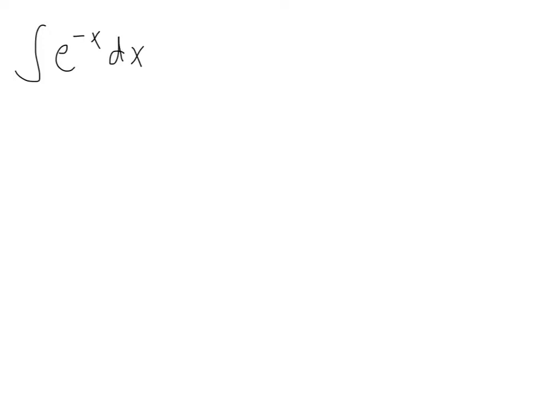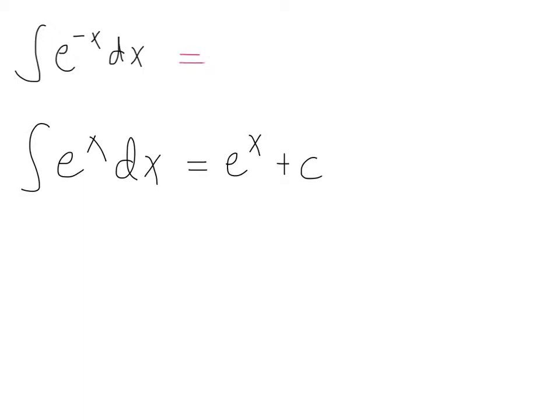Okay, in this video, I'm going to show you how to integrate e to the negative x dx. Now, if this is e to the x dx, then the integral is simply e to the x plus c. But for the case of e to the negative x, you don't say that this is directly e to the negative x plus c. The rule for e to the x only works when this is just x, not 2x, not 3x, not even negative x.